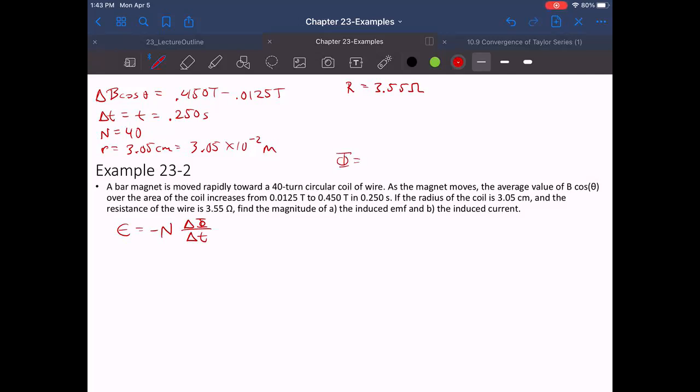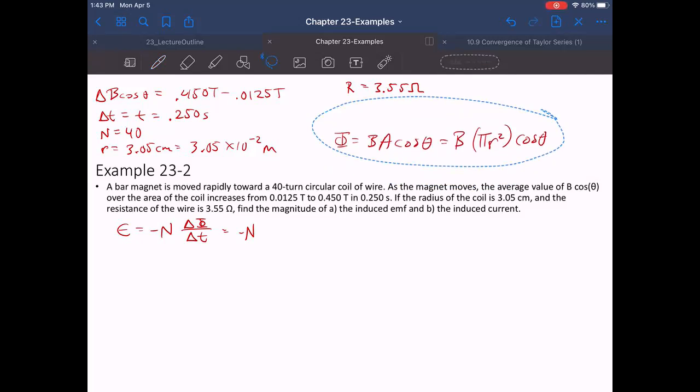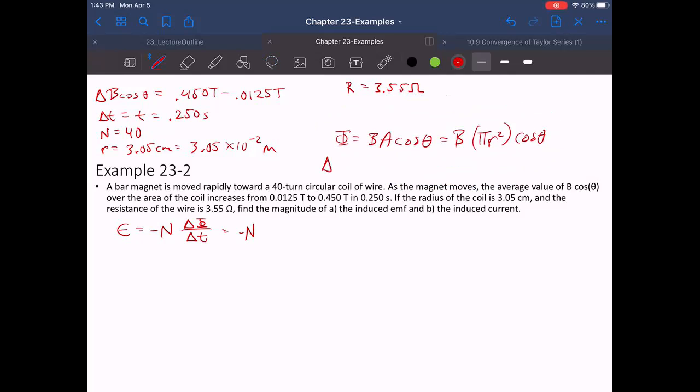Our flux is BA cosine theta, which in this case is B pi r squared cosine theta, right? We already have B cosine theta, what it changes. So this will become negative N times, the pi r squared isn't gonna be a part of it. So let me put it this way. Delta phi then is A times delta B cosine theta, like that. That's our change in B cosine theta.